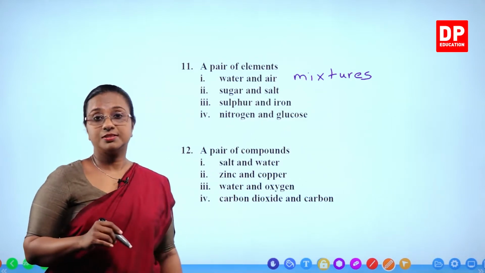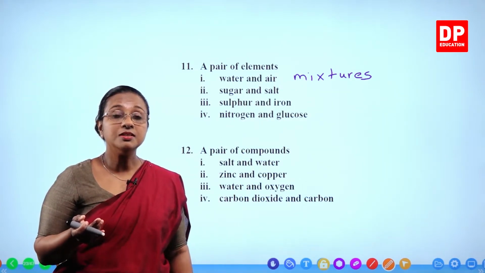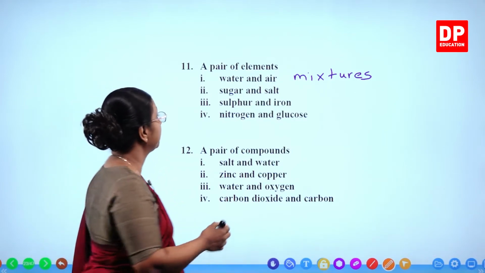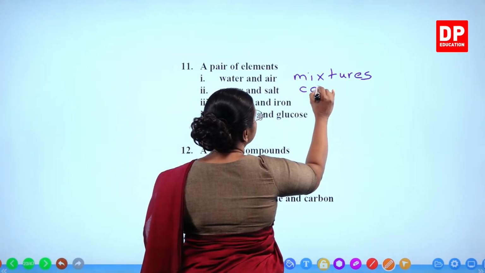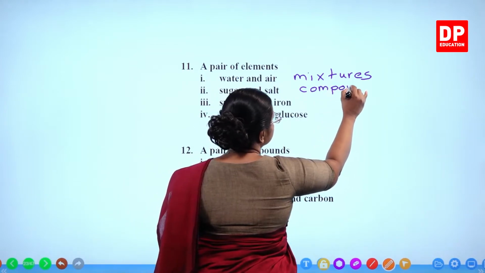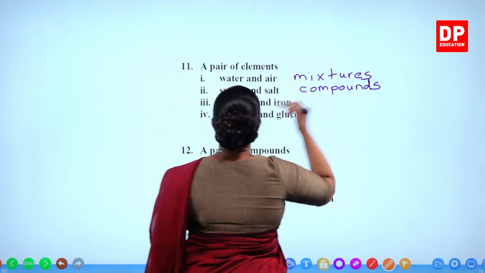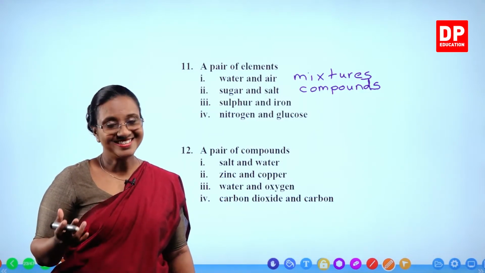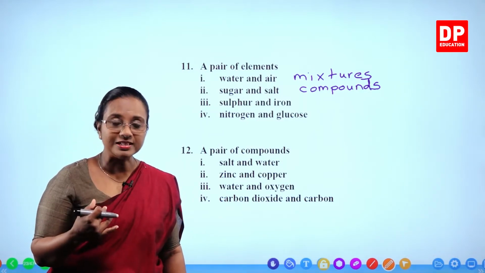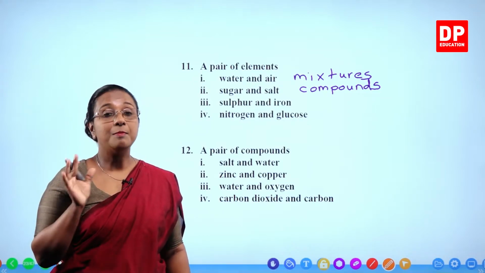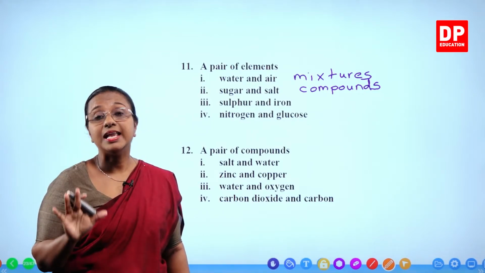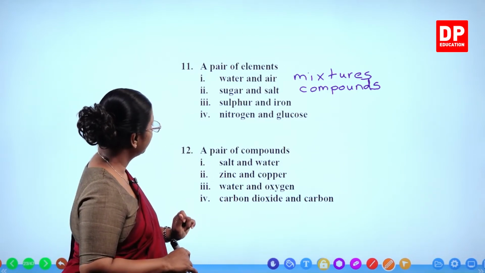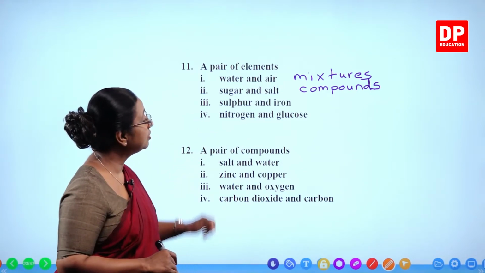Then sugar and salt. Sugar is a compound. Salt is also a compound. So these are both compounds, not elements. Then sulfur and iron. Yes, sulfur is a non-metal, iron is a metal, but both of them are elements. Then the fourth one, nitrogen and glucose.